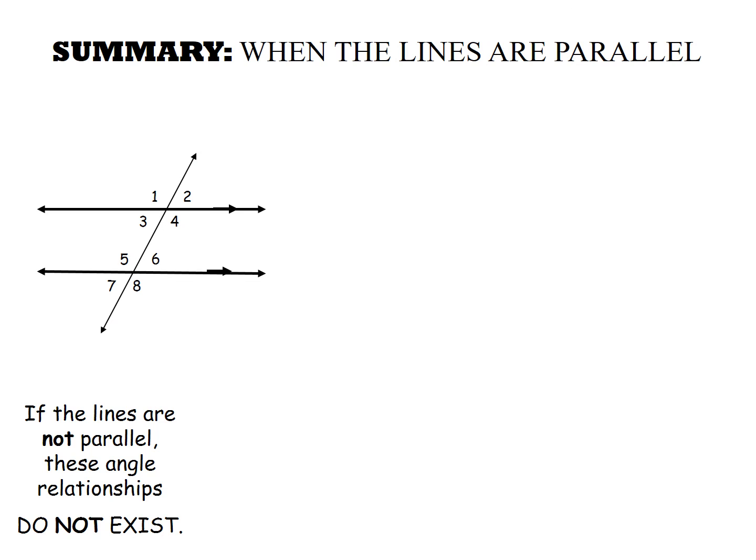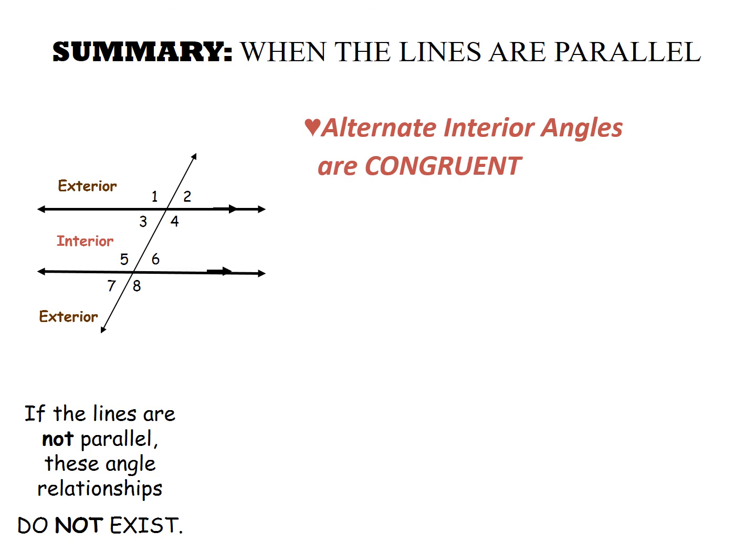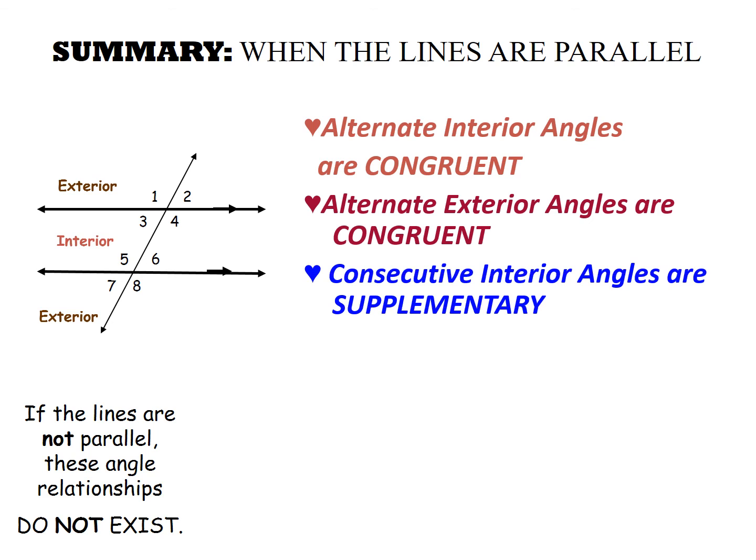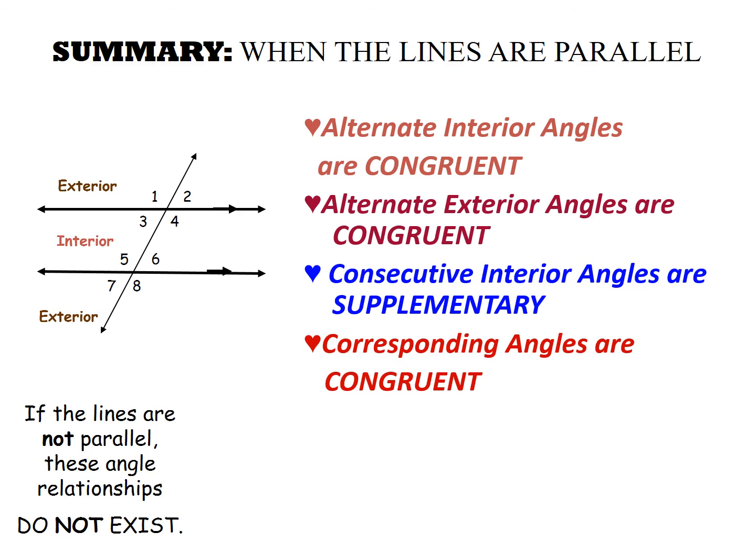So you don't have to write this little summary down, but I just wanted to recap the notes that we did together today on our video. When these lines are parallel, alternate interior angles are congruent, alternate exterior angles are congruent, consecutive interior angles are supplementary, remember, and then corresponding angles are congruent. So if these lines, note down here, if these lines are not parallel, these relationships do not exist. So be careful when doing problems. If these lines aren't parallel, we can't assume any of these postulates.